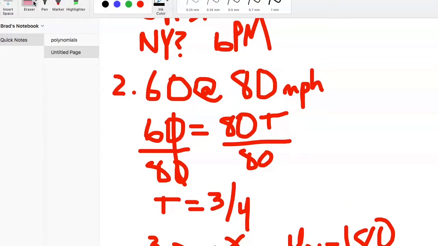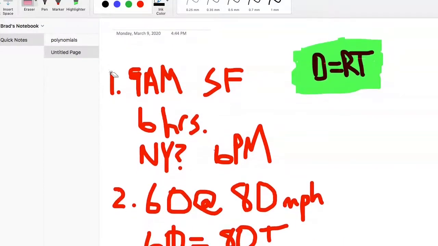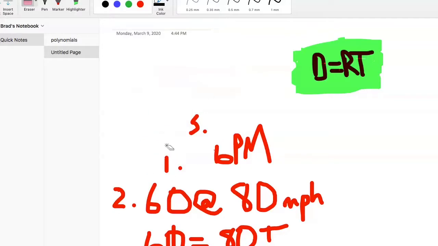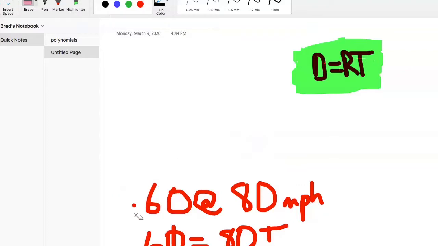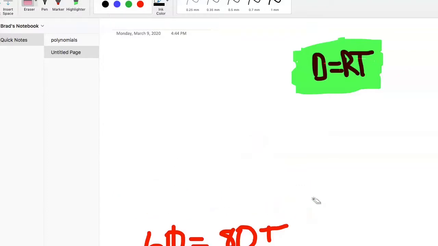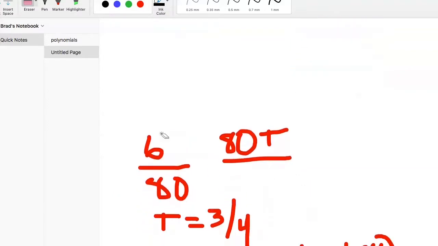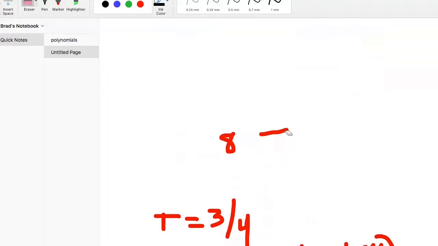So let me break out the eraser. Get some room to work with. 2 down. I think we got 4 questions on this video. So d equals distance equals rate times time, you will be seeing that for sure.